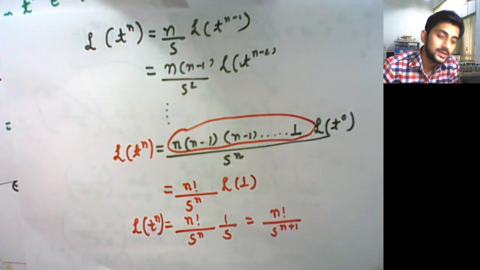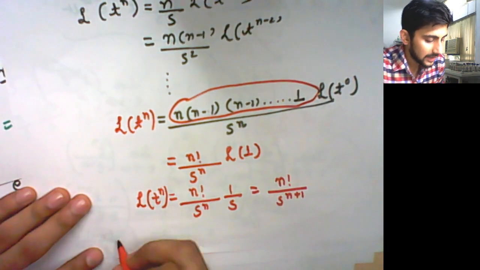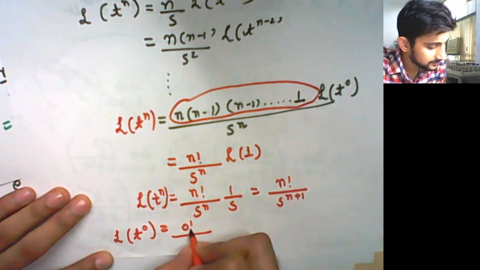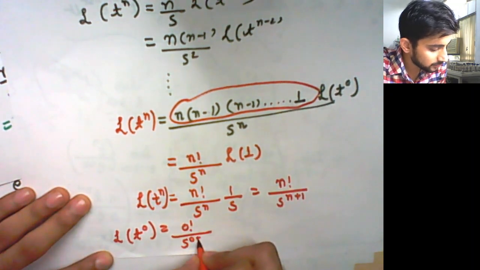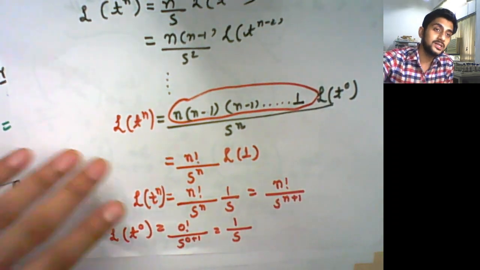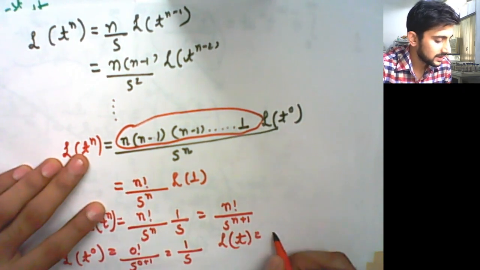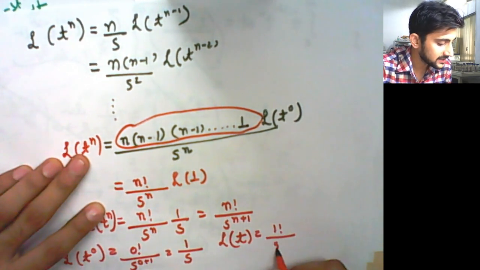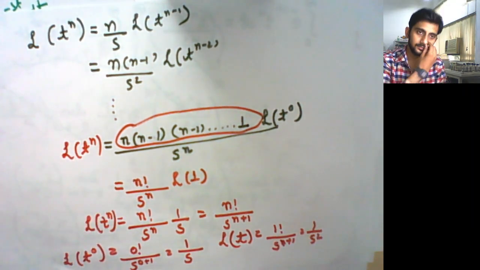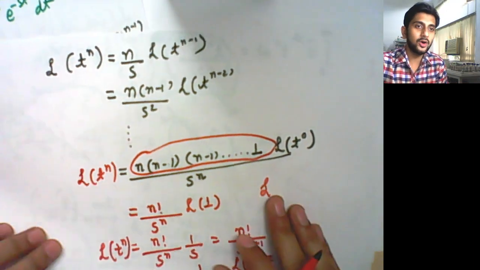अब करके देख लीजिए. n की जगह 0 रखिए. n की जगह 0 रख के देखिए, तो लाप्लास ट्रांसफॉर्म ऑफ t की पावर 0 इज 0 फैक्टोरियल upon s raised to the power 0 plus 1. So 0 factorial is 1, so it is 1 upon s. What is Laplace transform of t? Tell me, what is Laplace transform of t? It is going to be 1 factorial upon s raised to the power 1 plus 1, which is 1 upon s square. Fine.